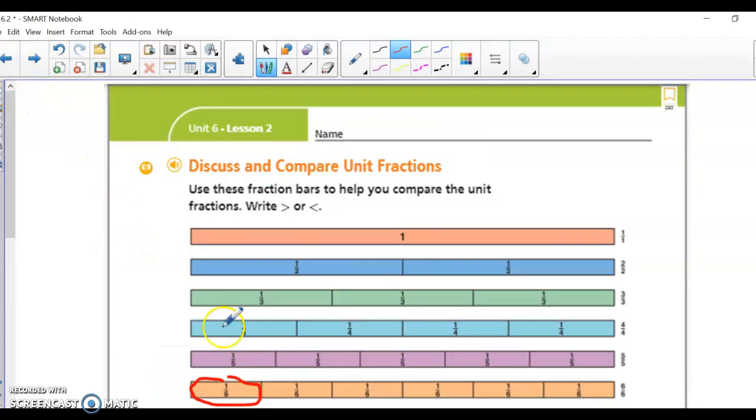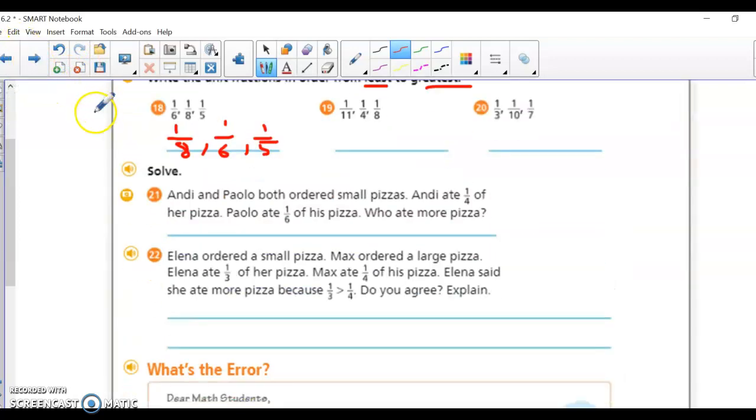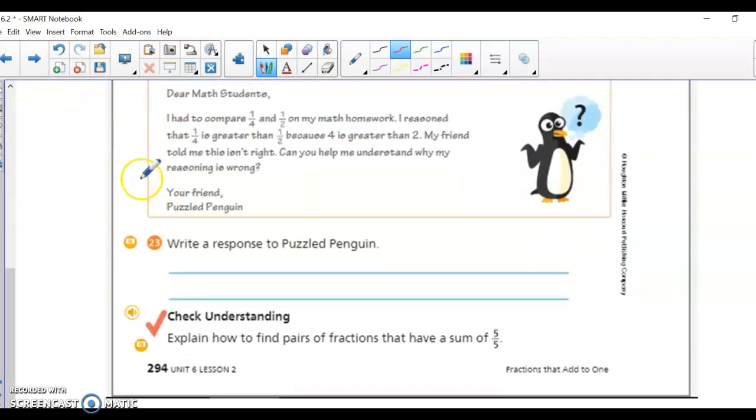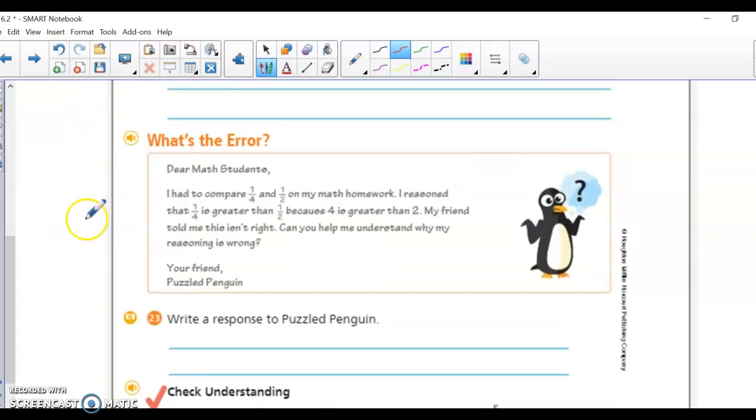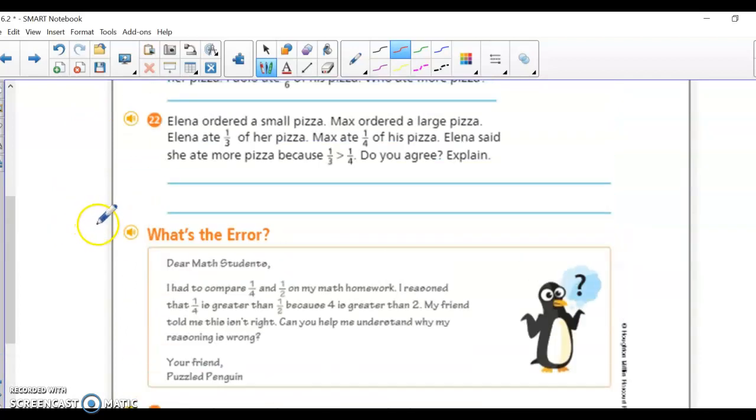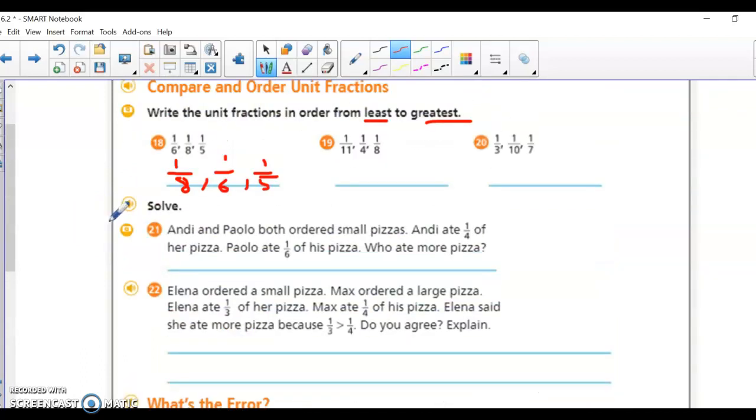Either look at this page, use this again, or go into your iTools. That's incredibly helpful. All right. So at the end, I want you to try and answer the puzzle penguin problem. Look for the pattern. See if you can figure out what is the pattern that we're recognizing after comparing all these fractions. There should be something you're seeing about the bottom number here.